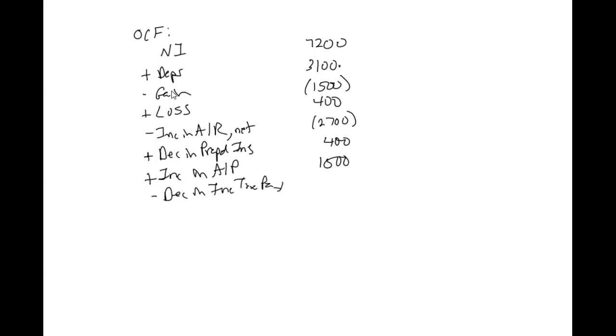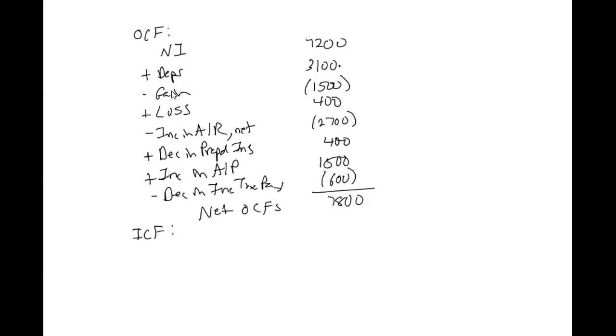All right, so it's a decrease in a current liability, so we subtract it, and that's $600. So that gives me my net operating cash flows, and that's going to be $7,800. Then we roll right into our investing cash flow section.